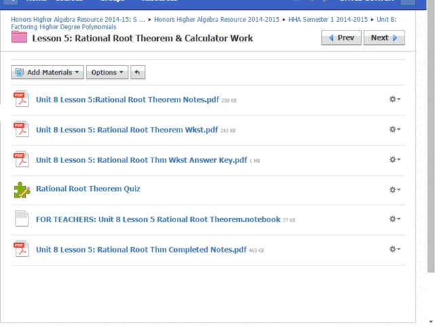Okay. So you've learned what's called the rational root theorem. Now let's get into your homework. Everybody find the homework for today, and let's do some of the first couple problems together here. It's called Lesson 5 Rational Root Theorem Worksheet.